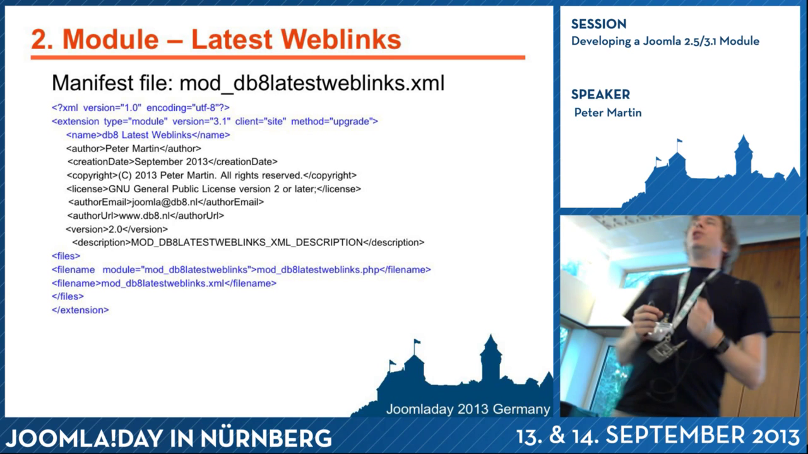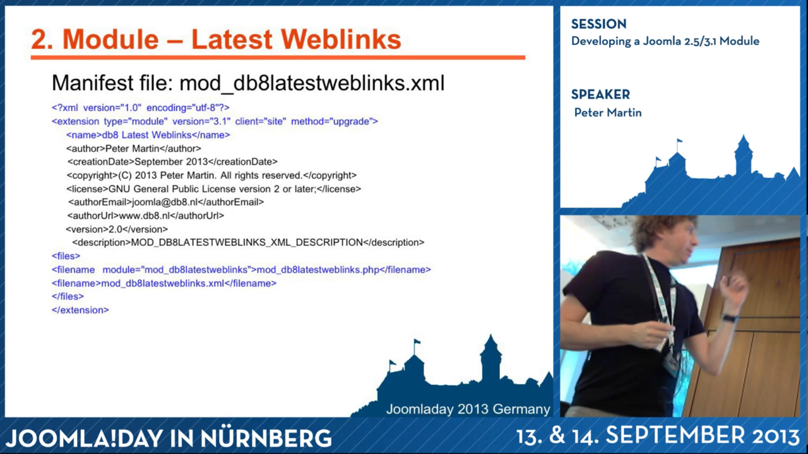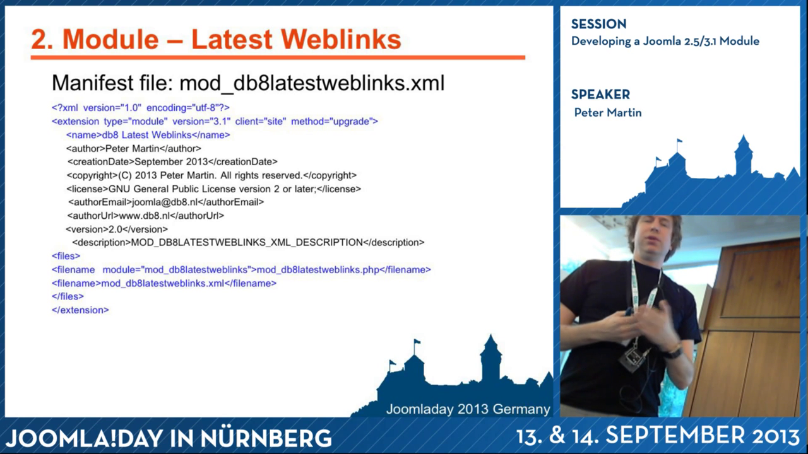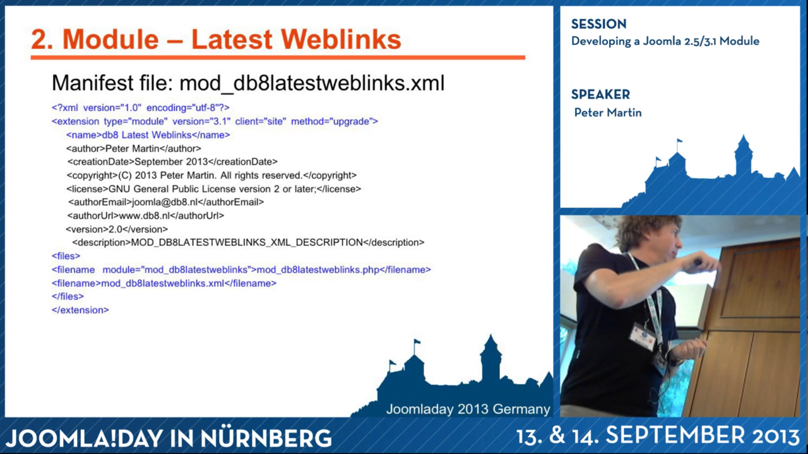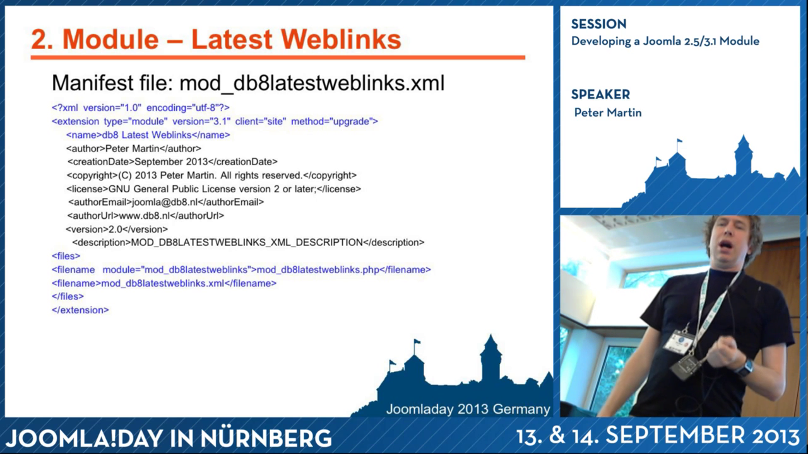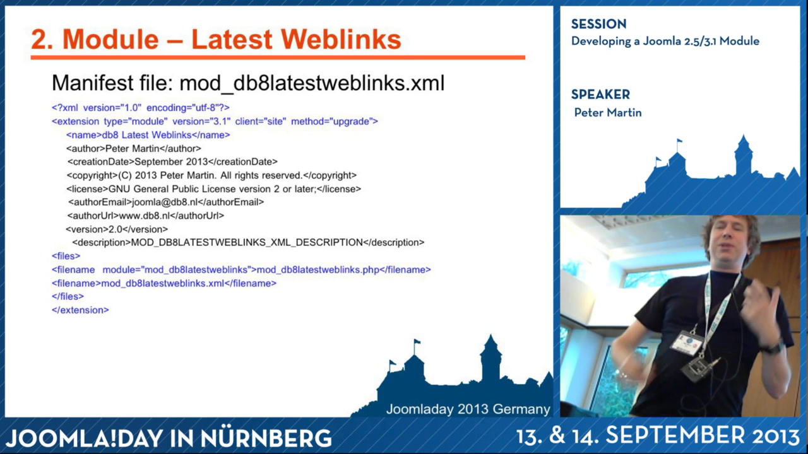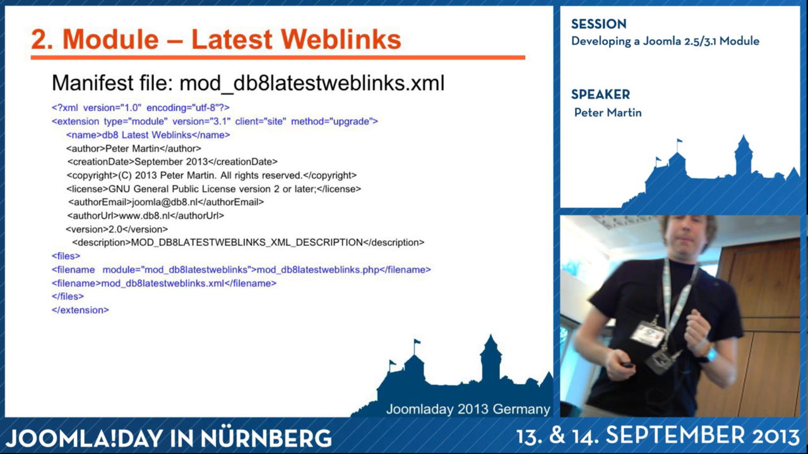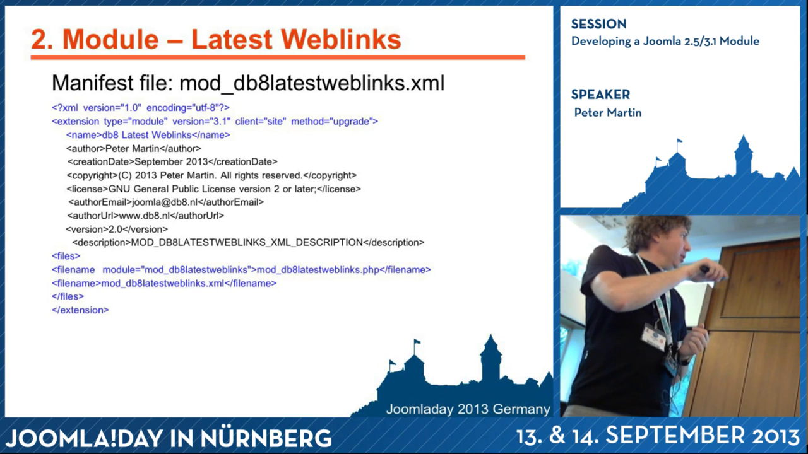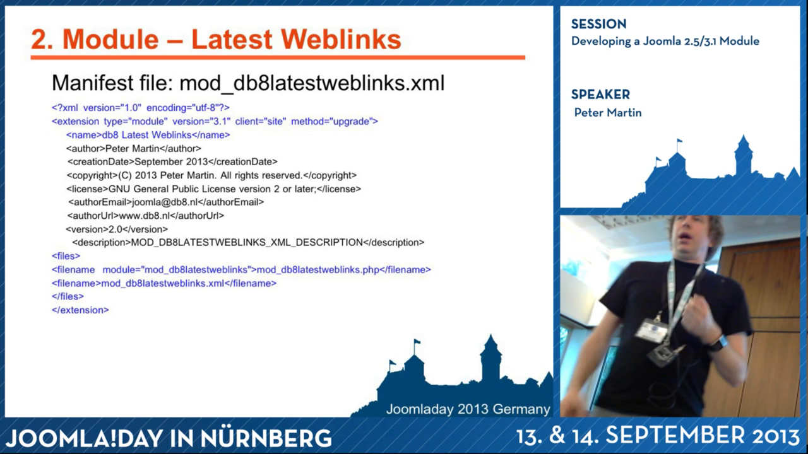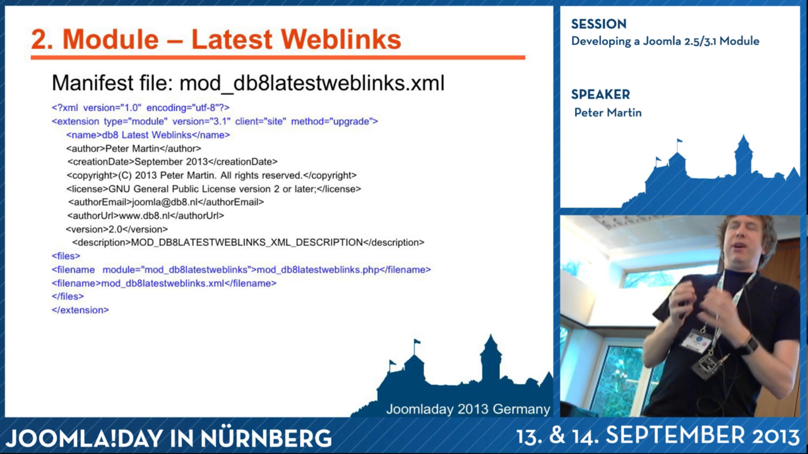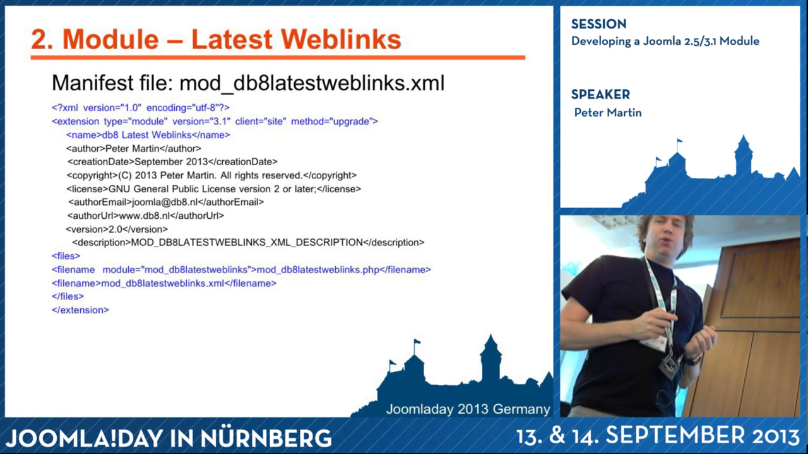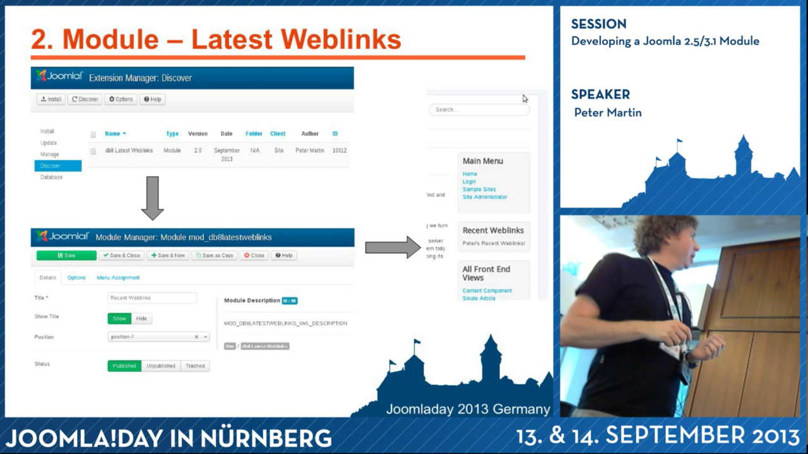This is the information you put in your XML file. Everything that is blue is necessary, is required. The black lines of code are just useful because they will display information in the backend of your component. With this part, the files, Joomla knows which files it needs to install when you try to install it.